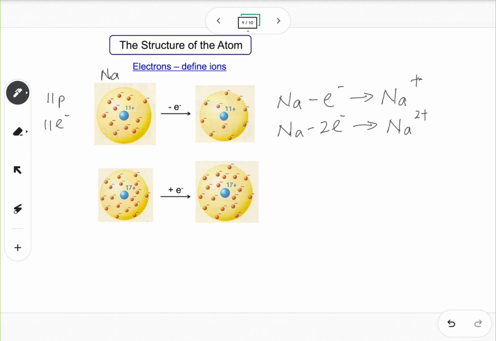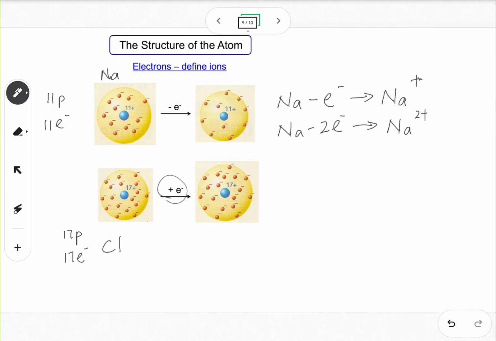Now let's take a look at the second example. This is chlorine. How do I know it's chlorine? Because it has 17 protons inside the nucleus and 17 electrons outside the nucleus. So this is a neutral chlorine. Let me write it here: 17 protons, 17 electrons. Again, this is neutral. Now, if you provide 1 electron from somewhere, we don't need to care about where this electron comes from. That's not our concern.